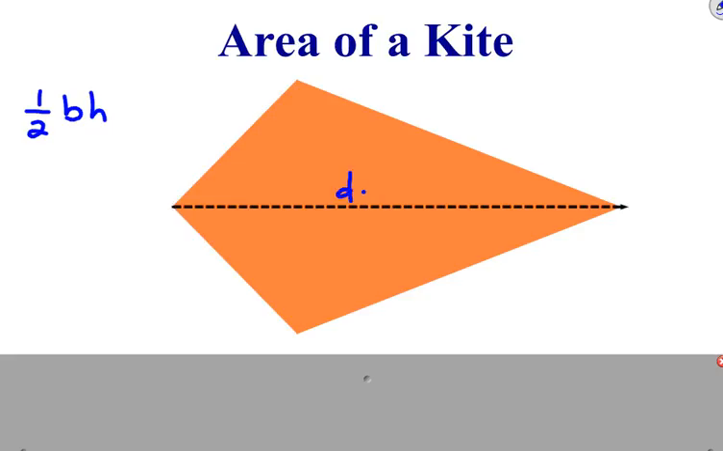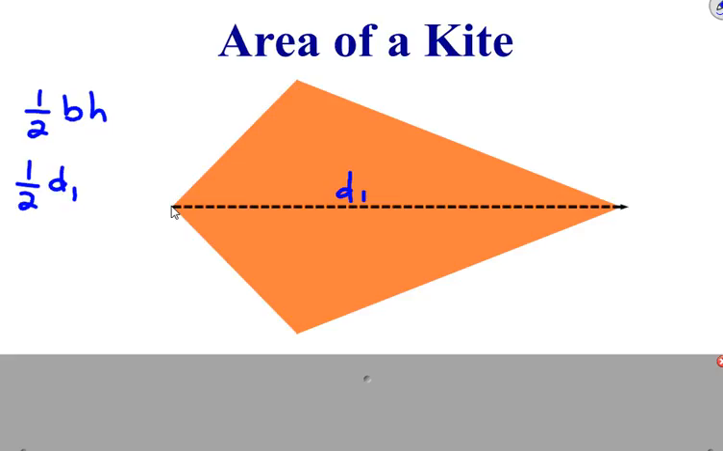If we draw in a diagonal that connects our vertex angles, then we cut our kite into two congruent triangles. And we know the formula for each of these is going to be 1/2 base times height. Let's call this dotted line, this diagonal, D1, or diagonal 1. So if we're calculating the area of the top triangle, we're going to do 1/2 times the base, which is D1, times the height.